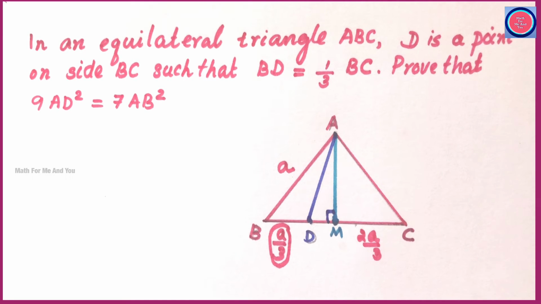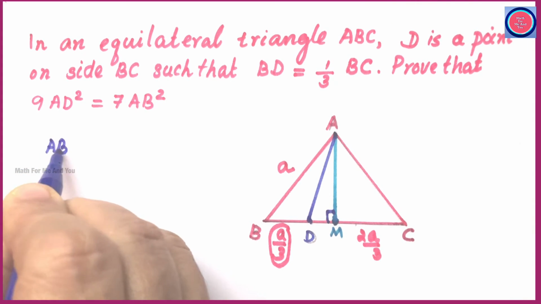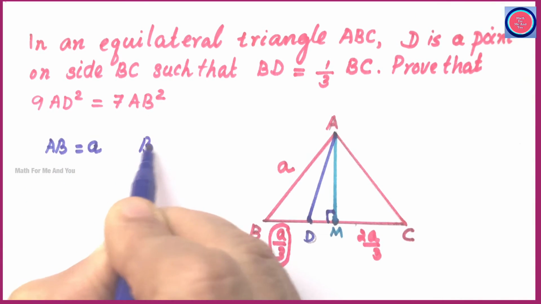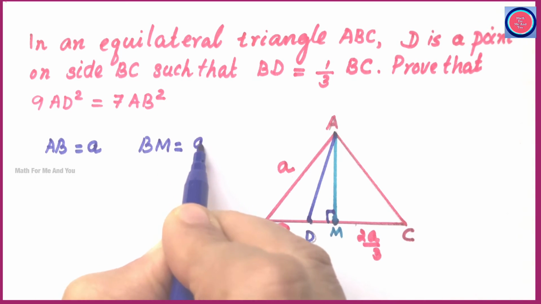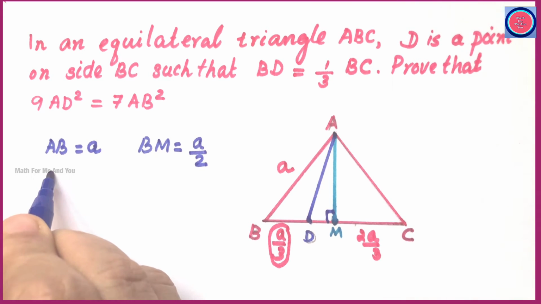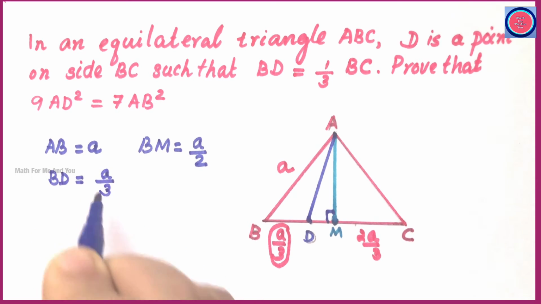Now we are going to write what we can write from this picture. What all values we get for AB, BD, BM, all we are going to write now. What is AB? AB equals BC equals AC. All is equal to A units. What about BM? Since M is the midpoint, BM equals A over 2. Half of A, because BC is A. So BM means A over 2. What about BD? We have already calculated. It is given in the question 1 over 3 BC. That means it is A over 3. BC is A. So it is A over 3.